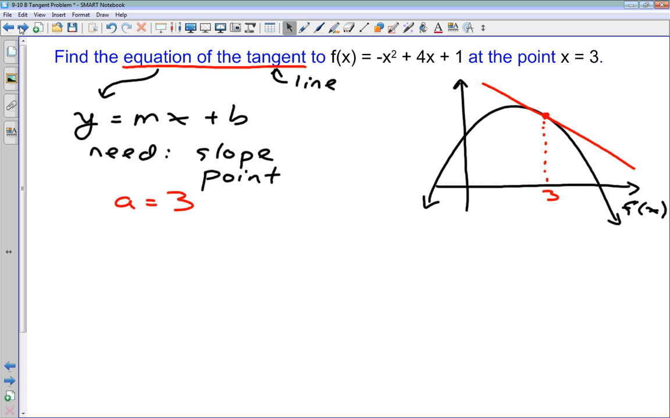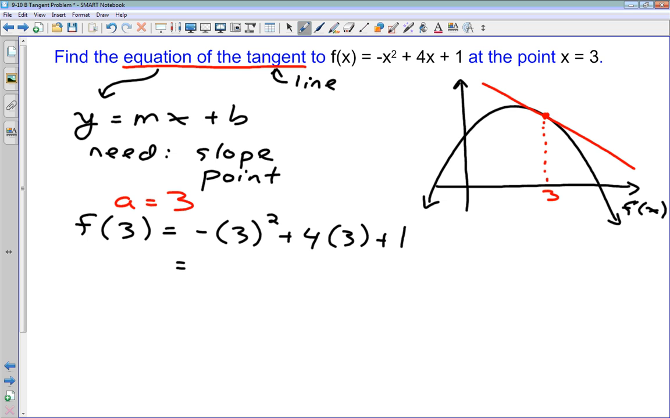So a equals 3. So let's evaluate f at 3 here. Negative 3 squared plus 4 times 3 plus 1 gives us, we work this all out, we end up with 4. So our point that is on the curve is the point 3, 4. We can label that in our diagram here, 3, 4. So this point, where our tangent and our curve meet here, is called the point of tangency.